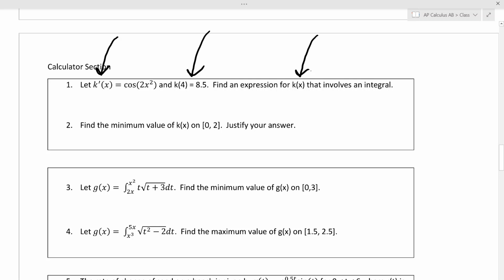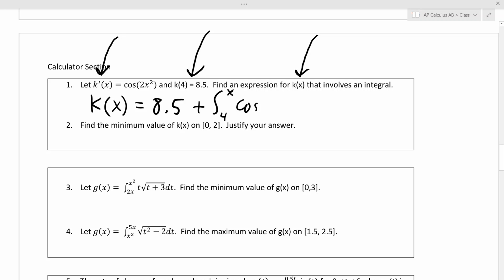All right, given a derivative, k prime of x, and an initial point, we can write an expression for k of x that involves an integral, and it is just this. This is how it works. You're basically plug and play here. So k of x is equal to, you start with the y value you know. Boom. And you add the change in k of x from 4, which is when we know it's 8.5, to x, where we want to know it. And the change is the integral of the derivative.